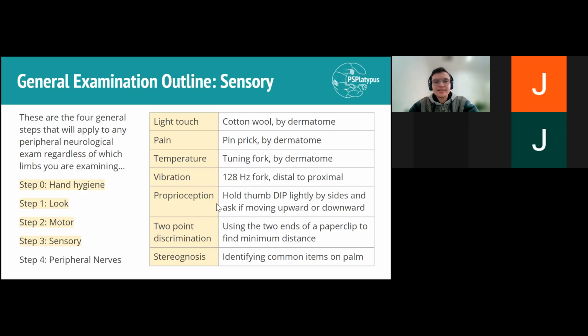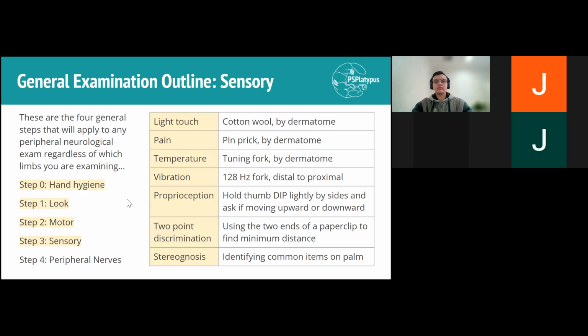Vibration, and this is actually an exam question that they had, which is a bit strange, right? But they specifically want you to know that you have to use a 128 hertz tuning fork. So keep that number in mind. As opposed to the previous ones, you don't want to be doing it by dermatome. You want to go from distal to proximal. So if you're doing it in the upper limb, you want to start at the DIP joints, the interphalangeal joints at the very end of your fingers, and then work your way up. Obviously, if they can feel it at the fingers, you can stop there. But if they don't, then you work your way up the arm or up the leg.